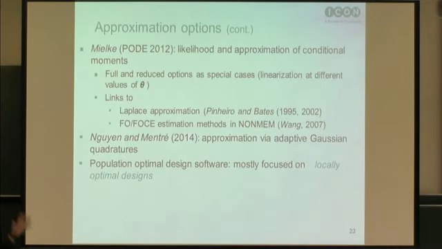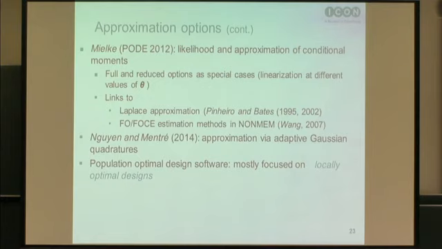Approximation options. As I already mentioned, Tobias presented a talk at the previous PODE, and he considered not just those two. He considered other types of approximations, and some of them were related to the calculation of conditional moments. There were links to the Laplace approximation, which is often used to estimate parameters in nonlinear mixed effect models, and also for the calculation of information metrics. And there were links to different types of approximation in NONMEM, which is a standard software for parameter estimation.